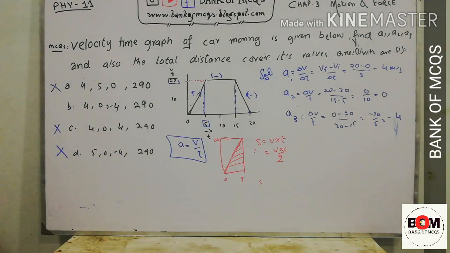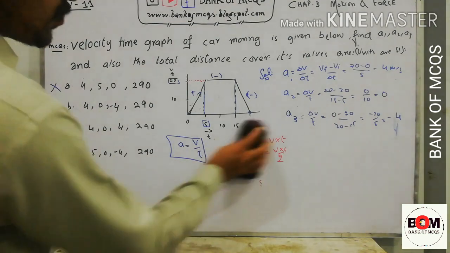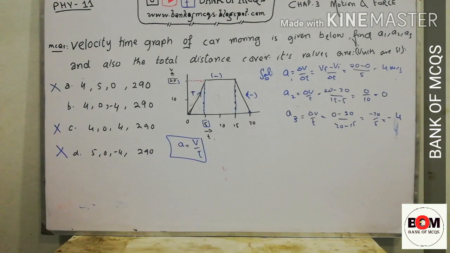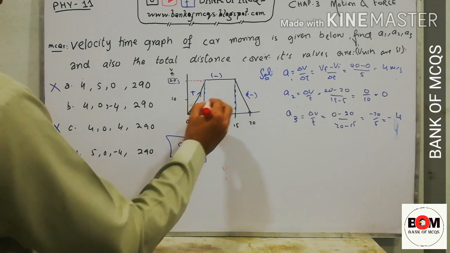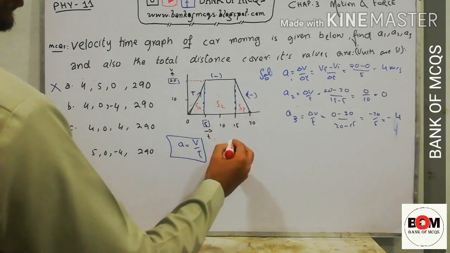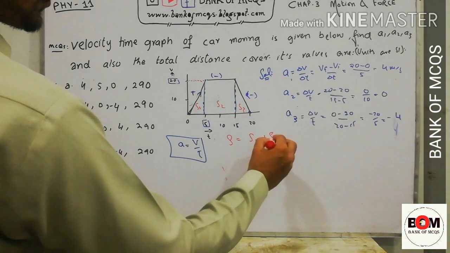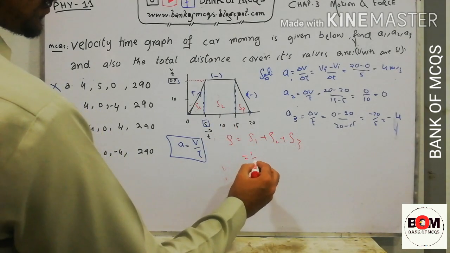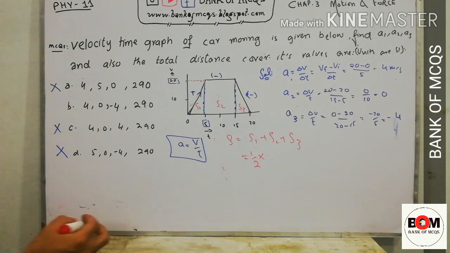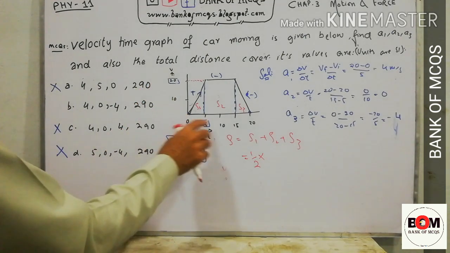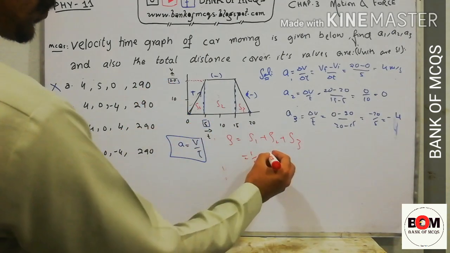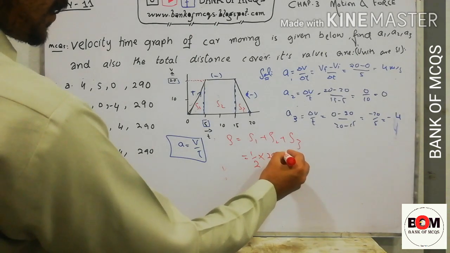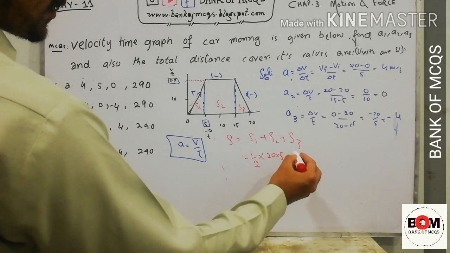Now to find the distance for this whole graph, we will divide it into S1, S2 and S3. So S is equal to S1 plus S2 plus S3. Now S1 is a triangle, so we will multiply by half and multiply V by T, as V is equal to 20 and T is equal to 5, so 20 multiplied by 5.